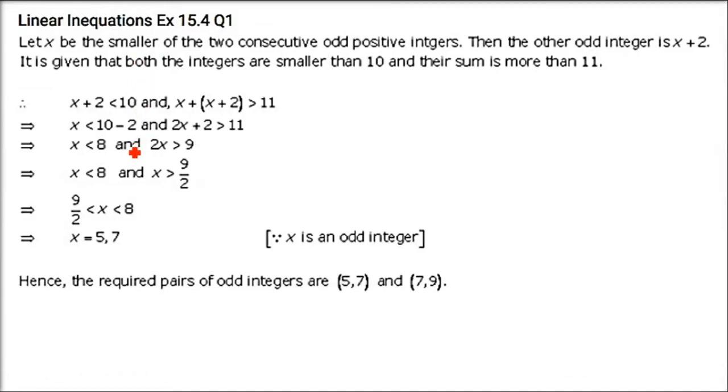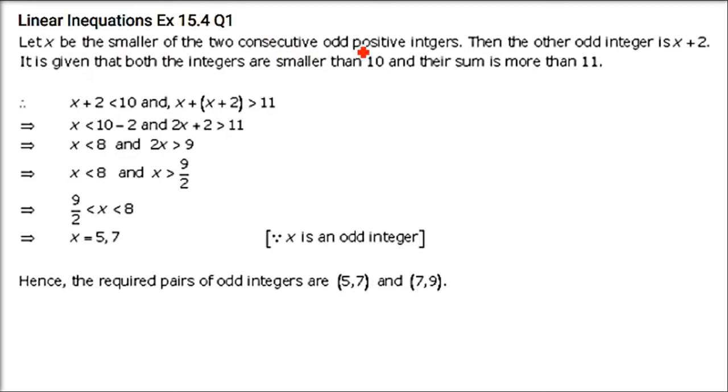Now, the first question is: find all pairs of consecutive odd positive integers, both of which are smaller than 10, such that their sum is more than 11. So how do we start? If you understand the question, in all these questions the answer lies in the question only.